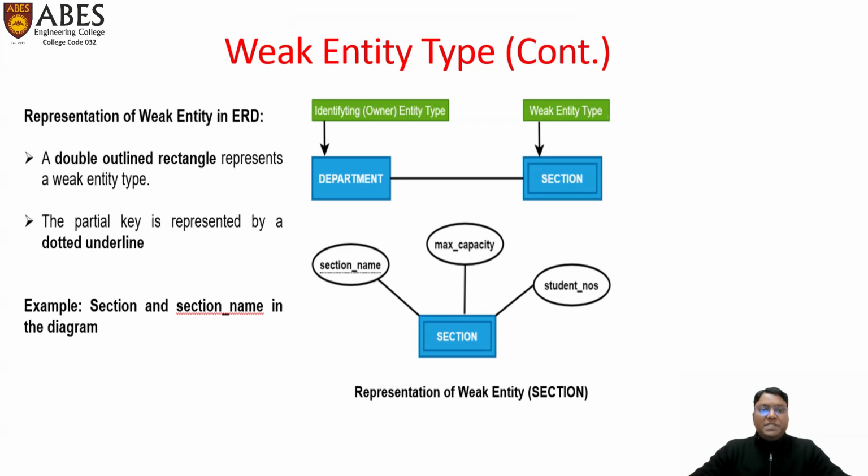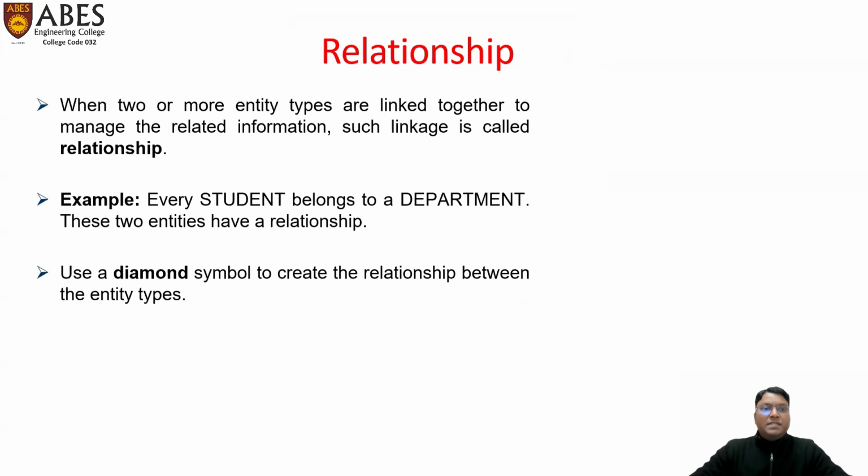The partial key is represented as a dotted underline. So here section is the weak entity and section name is the partial key. So section and section name are shown in the diagram. You can easily understand.